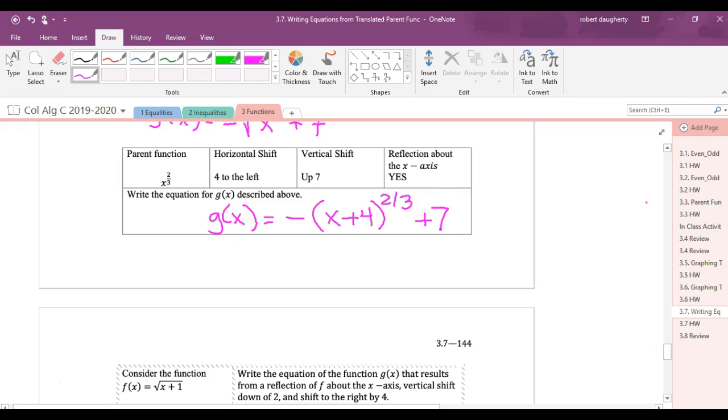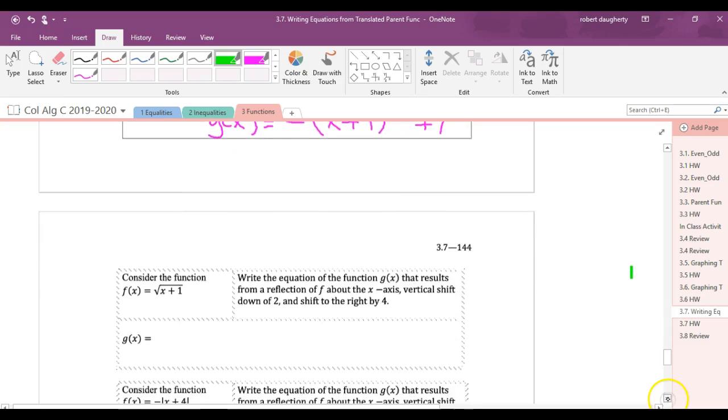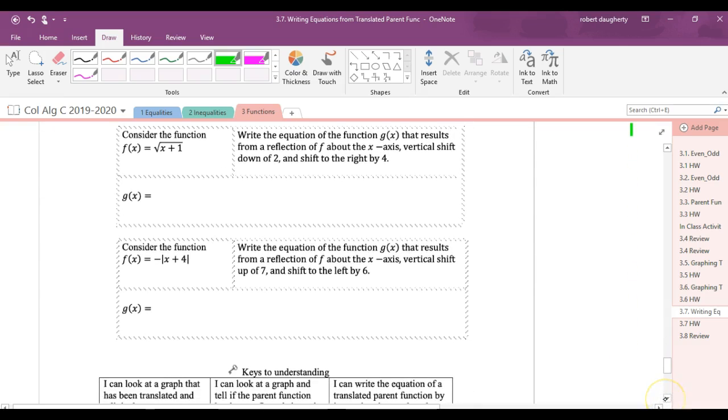And so you should be able to check your answer by looking at this and saying, this means reflected. Yeah, that's reflected. Plus 4, that's a shift of 4 to the left. Plus 7, that's a shift upward of 7. You guys take a look at the next two, and then we'll come back and look at it.